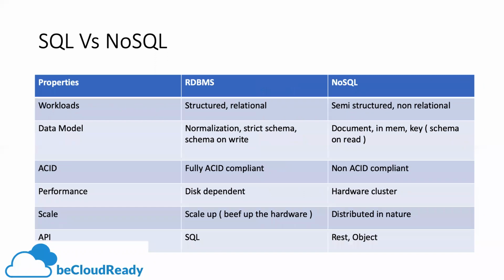A quick example of SQL versus NoSQL. When we talk about workload, the workload for RDBMS is structured data, relational data. When you want to have a relation, like employee data or banking transactions, these are inherently relational data.